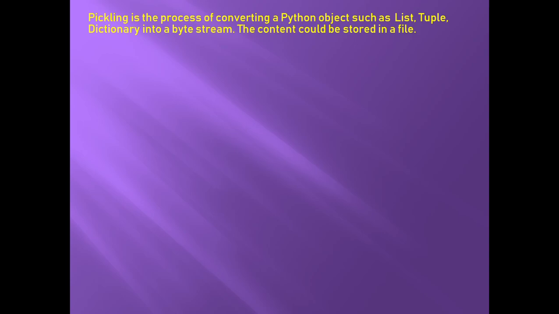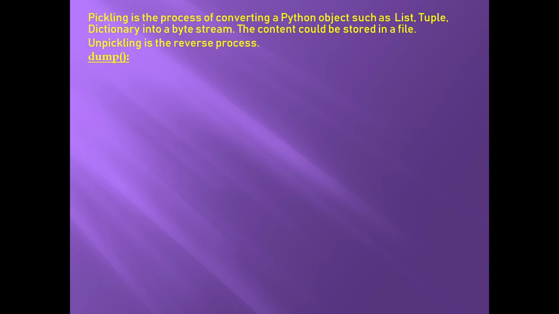Next, we move on to the process of pickling. What is pickling? Pickling is the process of converting the content of a Python object, that is list, tuple or dictionary, into a byte stream. So this content can be stored in a file. This process is called pickling. Unpickling is the reverse process. I hope you can easily understand this.